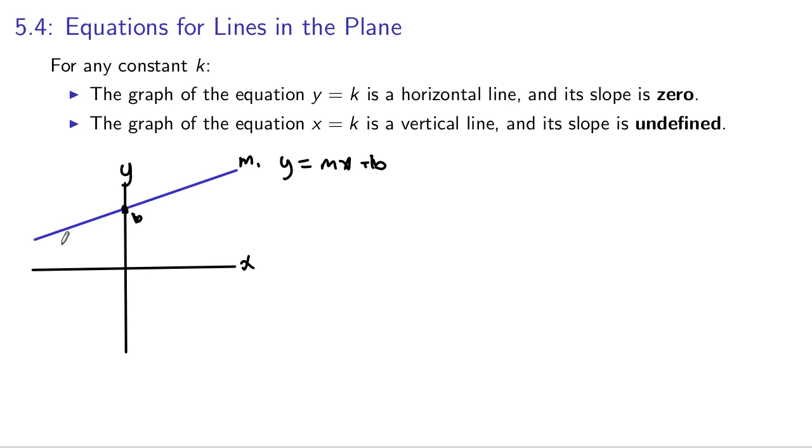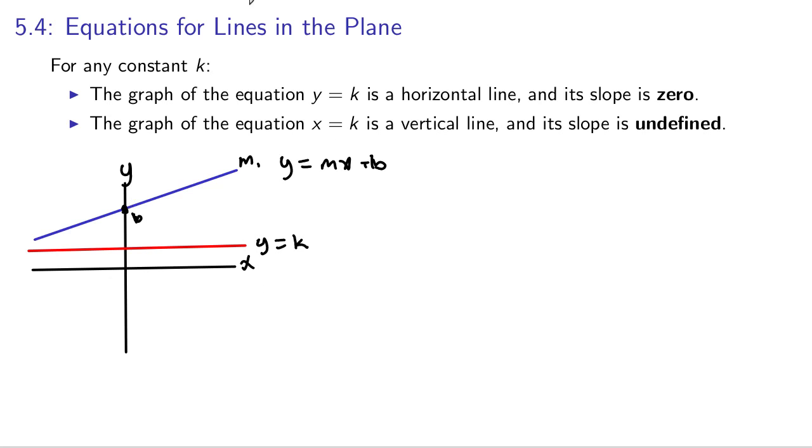A horizontal line would be a line parallel to the x-axis. The equation for a horizontal line is just y equals k. There's no x, because it doesn't matter what x is, the value of y is the same. And k is the number that y always is. So if k is 2, you have a line that's going through the y-axis at y equals 2. If k is 7, it goes through the y-axis at 7. If k is negative 3, it goes through the y-axis at negative 3.